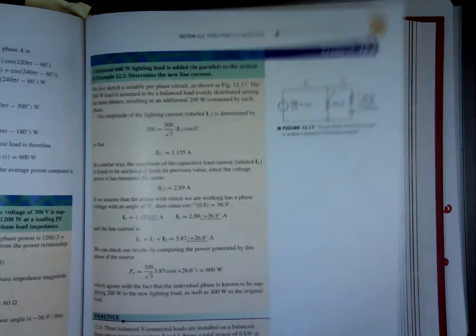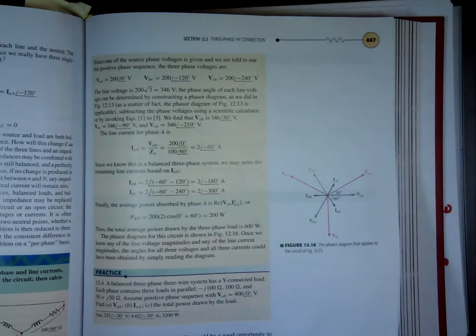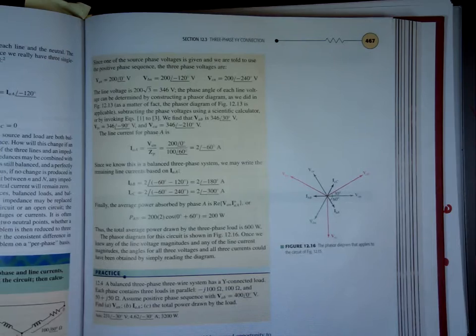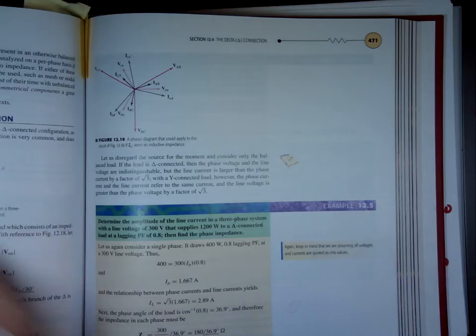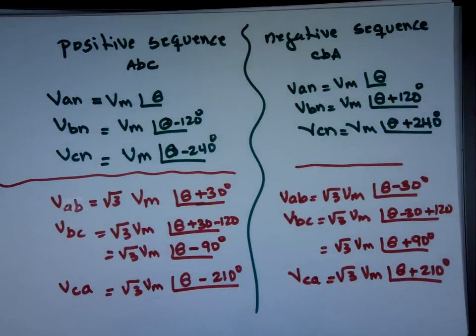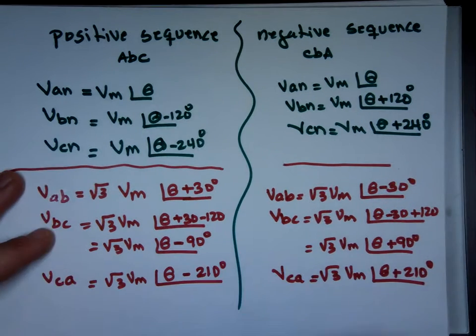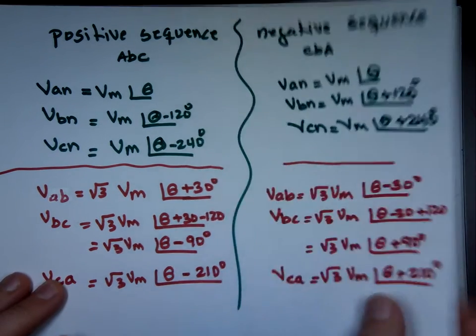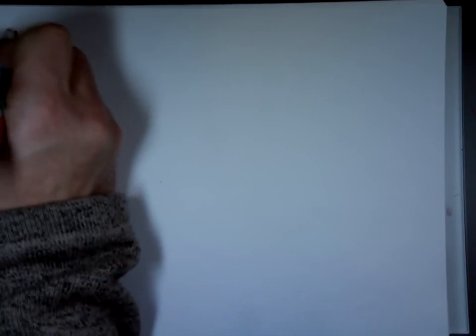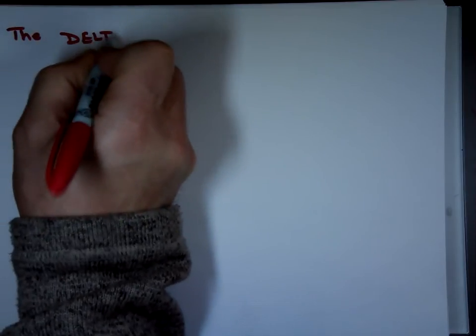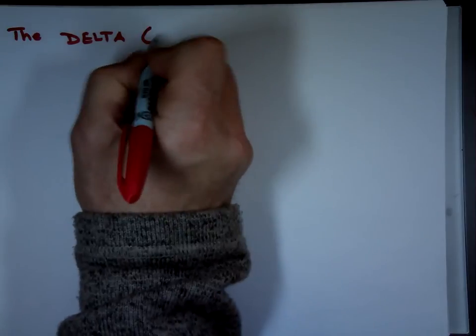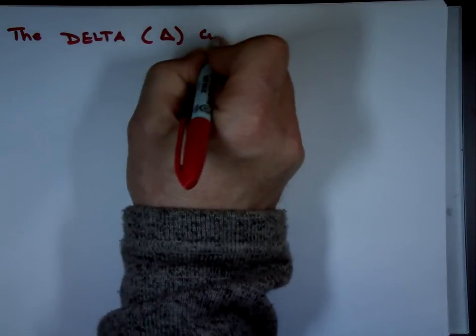And we started doing the Y to Y connection last time. We went through that and did a couple of examples with it. So today we're going to do the delta connection, that means delta to delta. This is the Y to Y here from last class. So now let's do the delta connection, which is delta. We use a triangle connection.